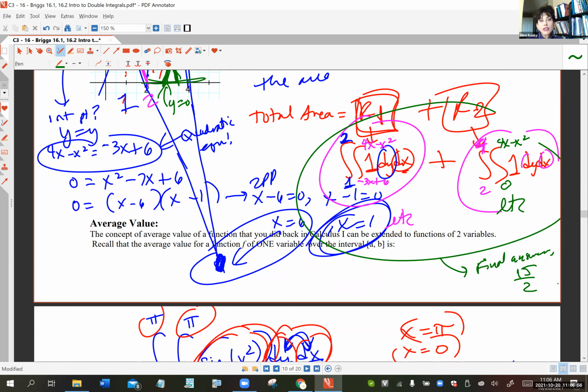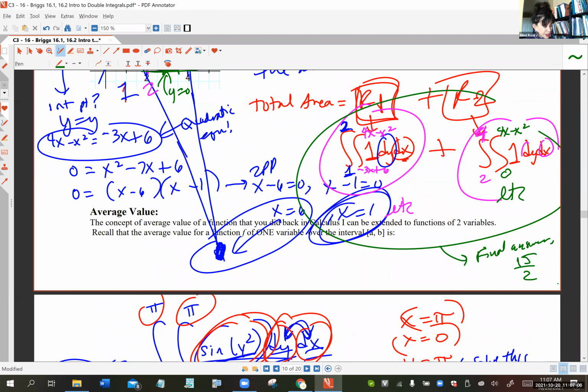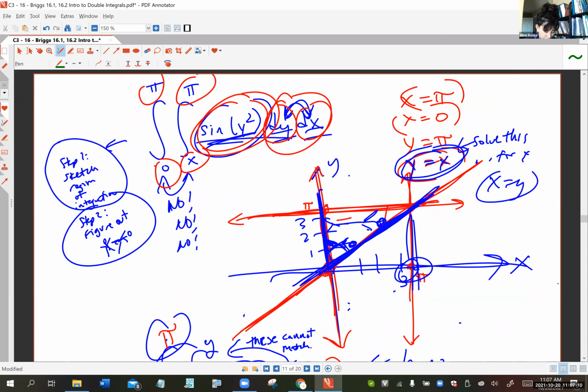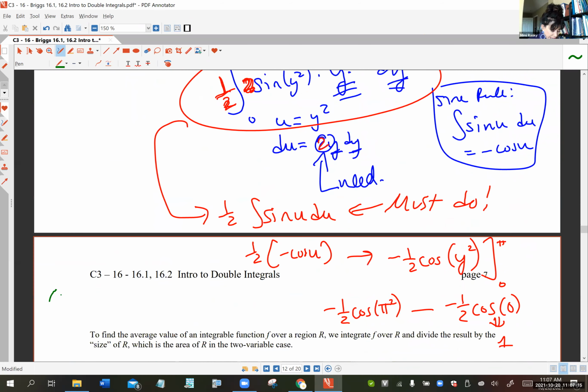New concept, average value. New application for a double integral. You can use a double integral to figure out the average value for a function of two variables. Now, let's remind you that you did average value back in Calc 1. So let's do a quickie review equation. The average value for Calc 1. So what do I mean by average value? Here you are in Calc 1. Let's say you had y equals f of x.